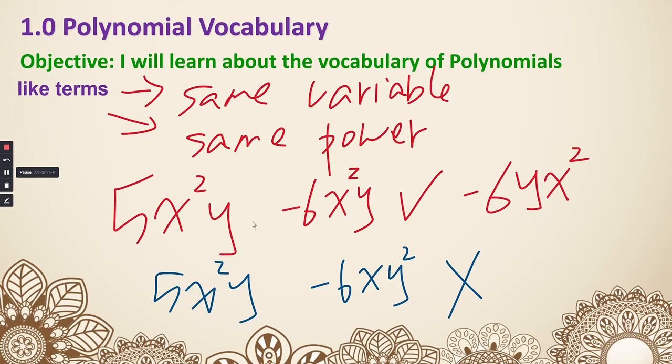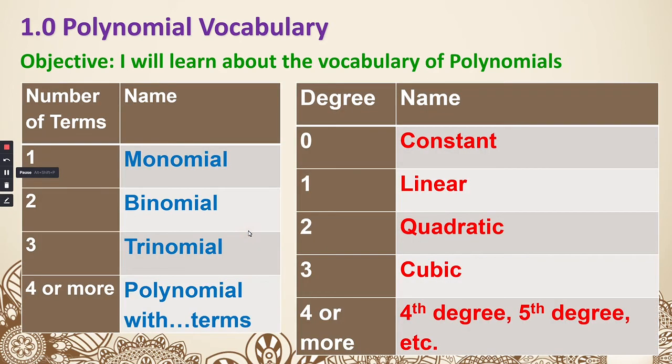Next, we do have different ways to classify polynomials. One is by number of terms, and that's what we talked about at the very beginning. If there is one term, it's a monomial, 2 terms, binomial, 3 terms, trinomial, and 4 or more, we just say polynomial with 4, 5, 6, etc. terms. What's more important is when we define them by degree.